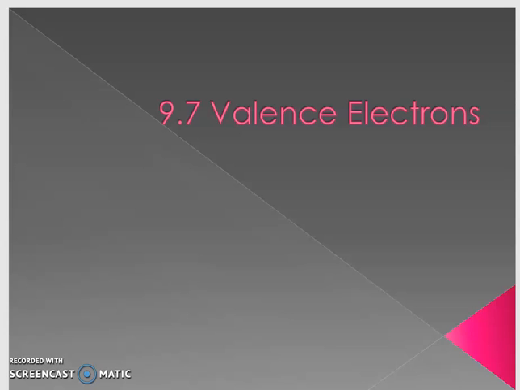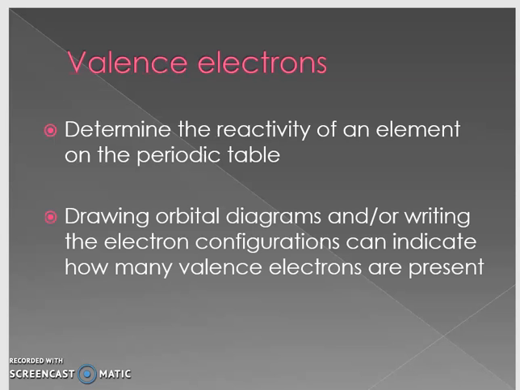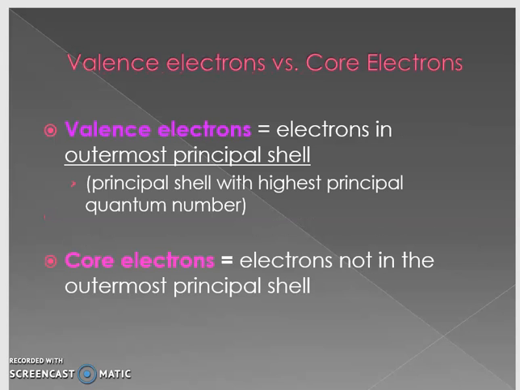All right, so let's take a look today at valence electrons, and the goal will be to differentiate between valence electrons and core electrons. The reason why we talk about valence electrons is that they're important for determining the reactivity of an element on the periodic table. And whenever we draw orbital diagrams or write electron configurations, it can help us to determine the number of valence electrons and essentially confirm what we've talked about with valence electrons so far. So valence electrons are electrons in the outermost principal shell or the principal energy level.